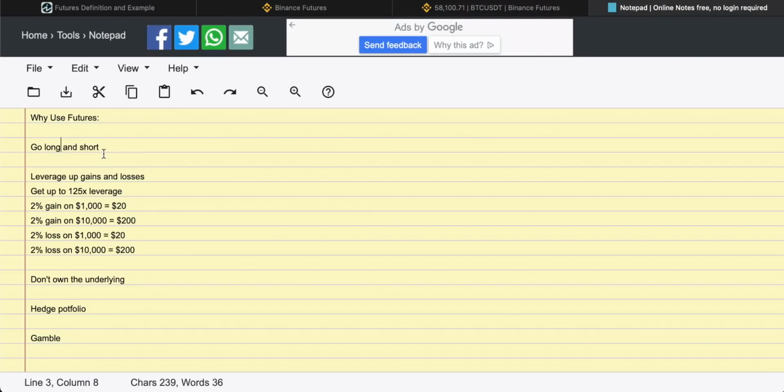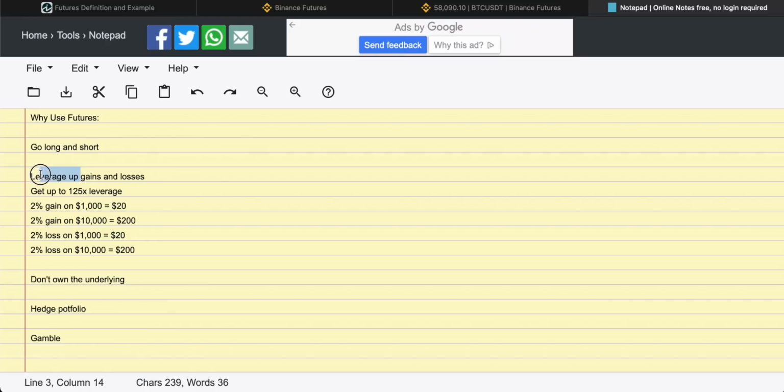And so you can actually go long and short. You can go long the Bitcoin future and so benefit when the price moves up. But because it's a derivative product and not the actual asset, you can also short Bitcoin, meaning you can bet that the price is going to fall. And if it does fall, you can close out that trade and make money. So you can make money if the price goes up and if the price goes down.